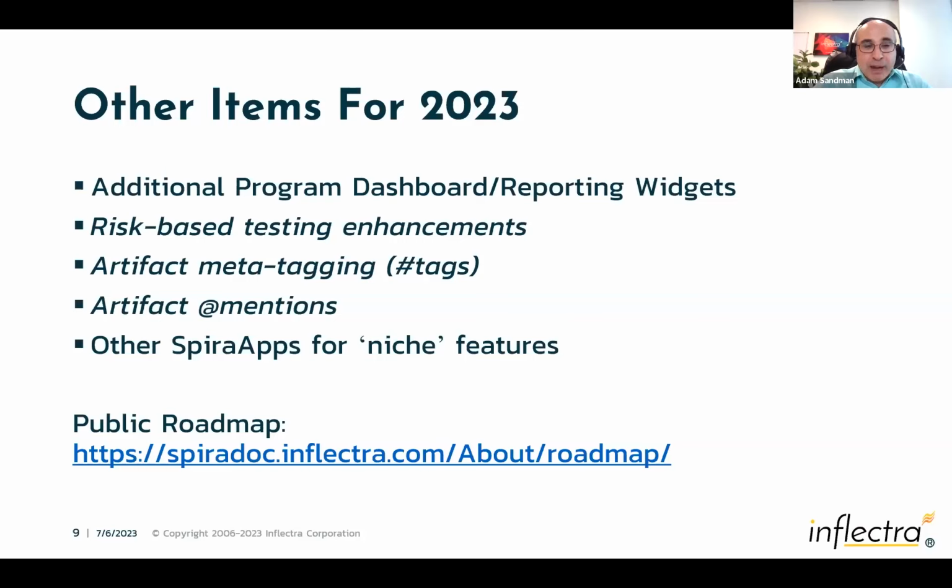We may also add some Spira apps for other niche features. We are looking at doing some AI stuff with ChatGPT using Spira apps. Those are some of the other things for 2023. And if you look at the public roadmap, those are the things listed.